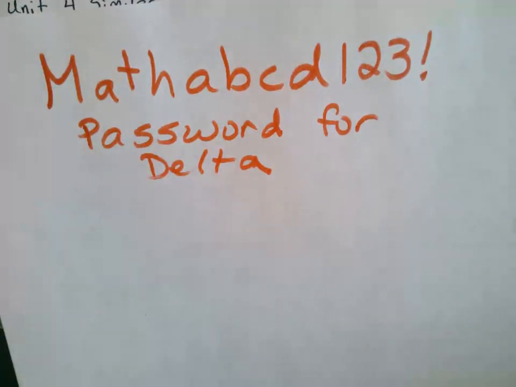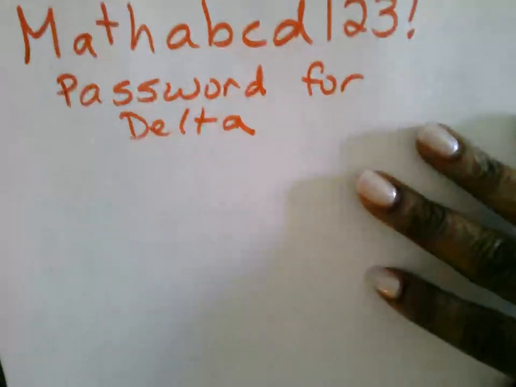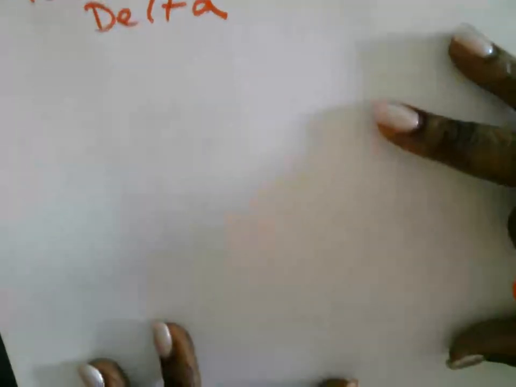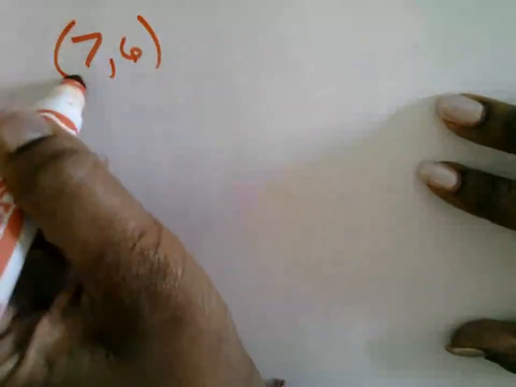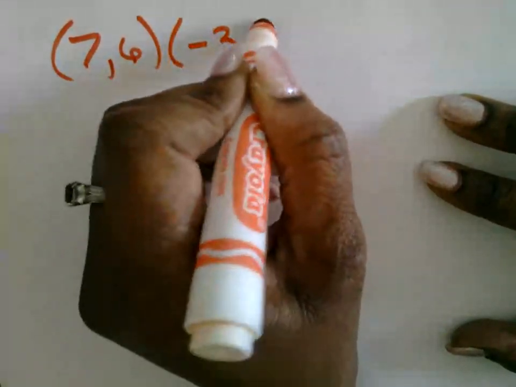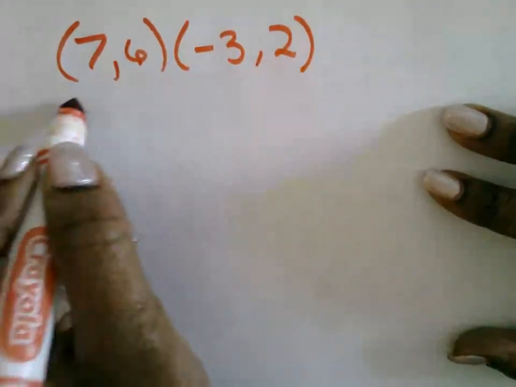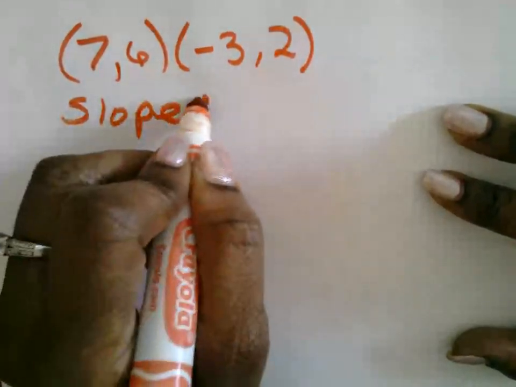All right, look in the middle of the board. Where it says use the slope formula, and then it has 7, 6, and negative 3, 2. You all see that? Yes. All right. So if we use the slope formula, 7, comma 6, and negative 3, 2 to find the slope.